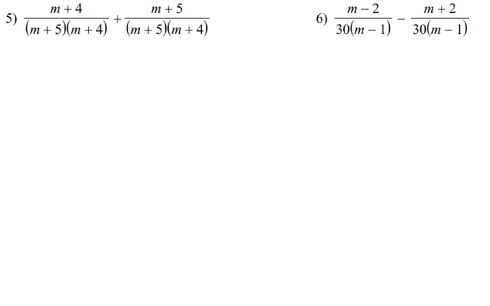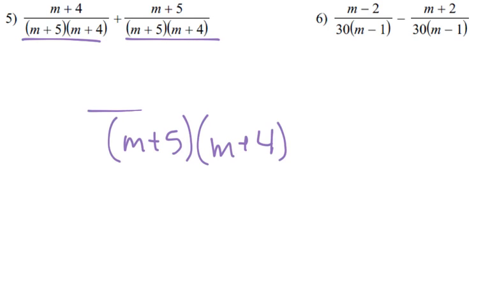Alright, now we're getting a little more complex. But we still look at this and we say, okay, I've got a common denominator, so I'm going to leave it just like that. I could multiply it if I wanted to, but we don't usually do that till the end, if at all. So m plus m would give us 2m. 4 plus 5 would give us plus 9.